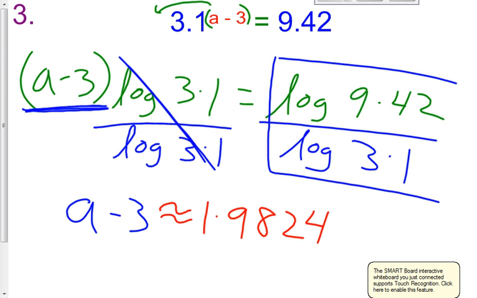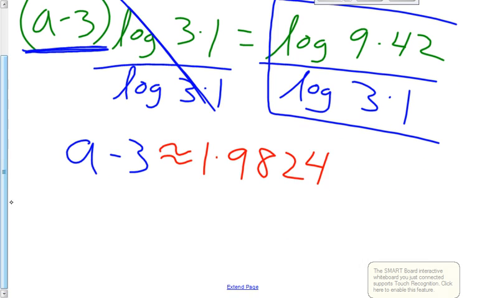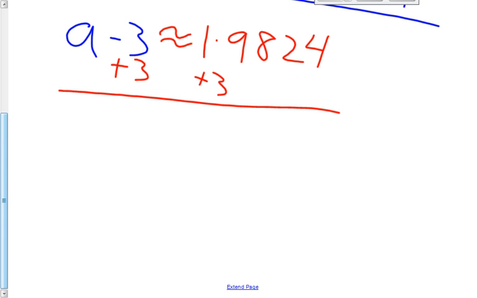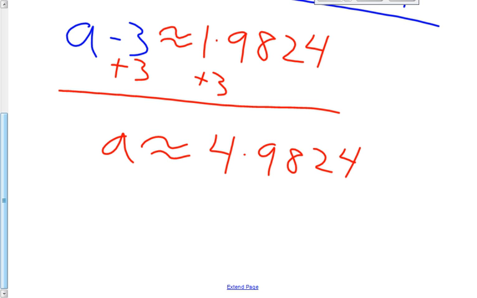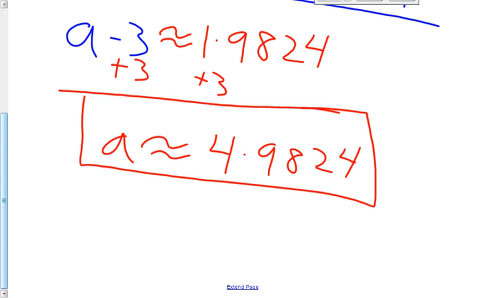So I'm going to have those two squigglies. And then how do I get a all by itself? I simply add 3 to both sides. So my answer is a is approximately equal to 4.9824. And as I said, on every single one of these, if you want to check your work in your calculator, you're more than welcome to do that, and you will get the left side equal to the right side if you did it correctly.